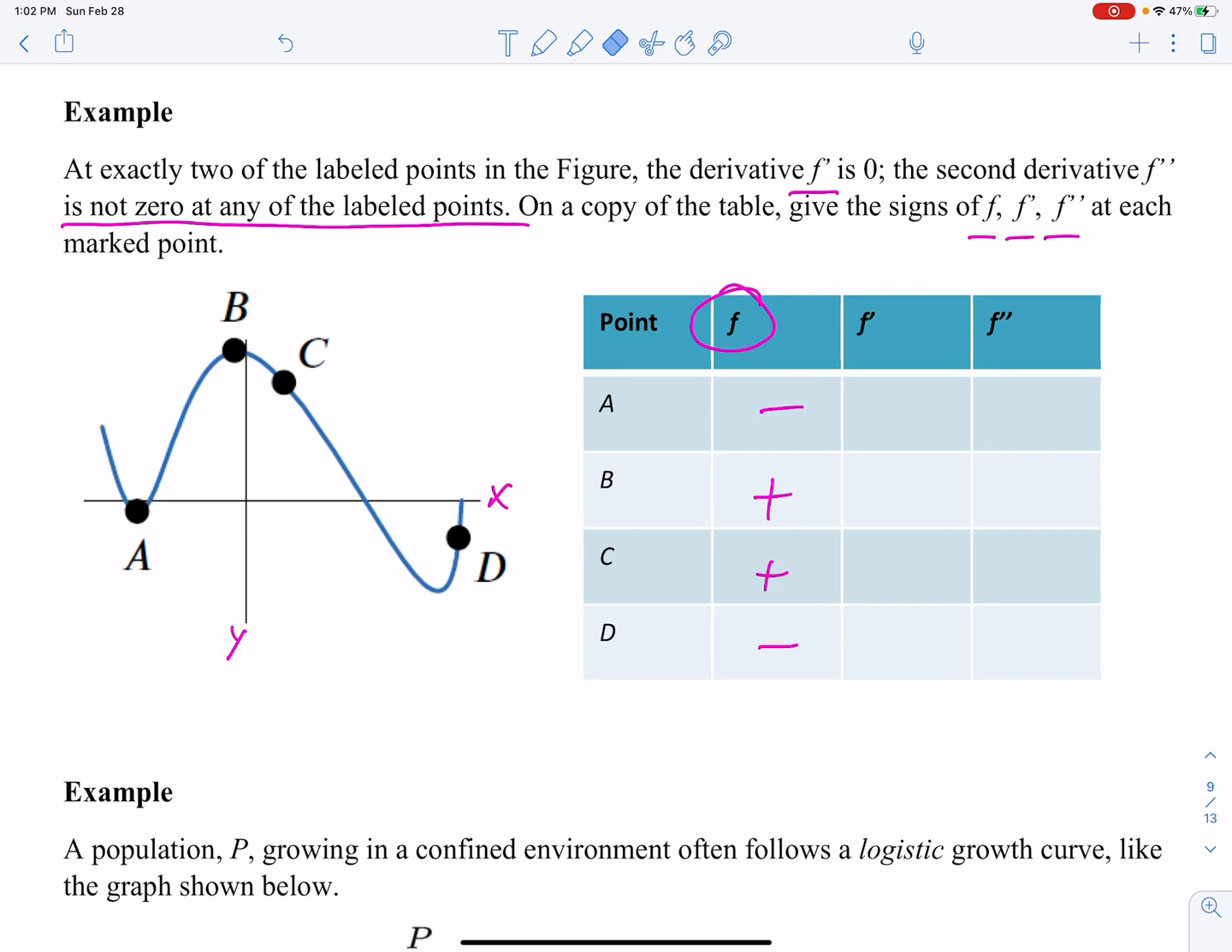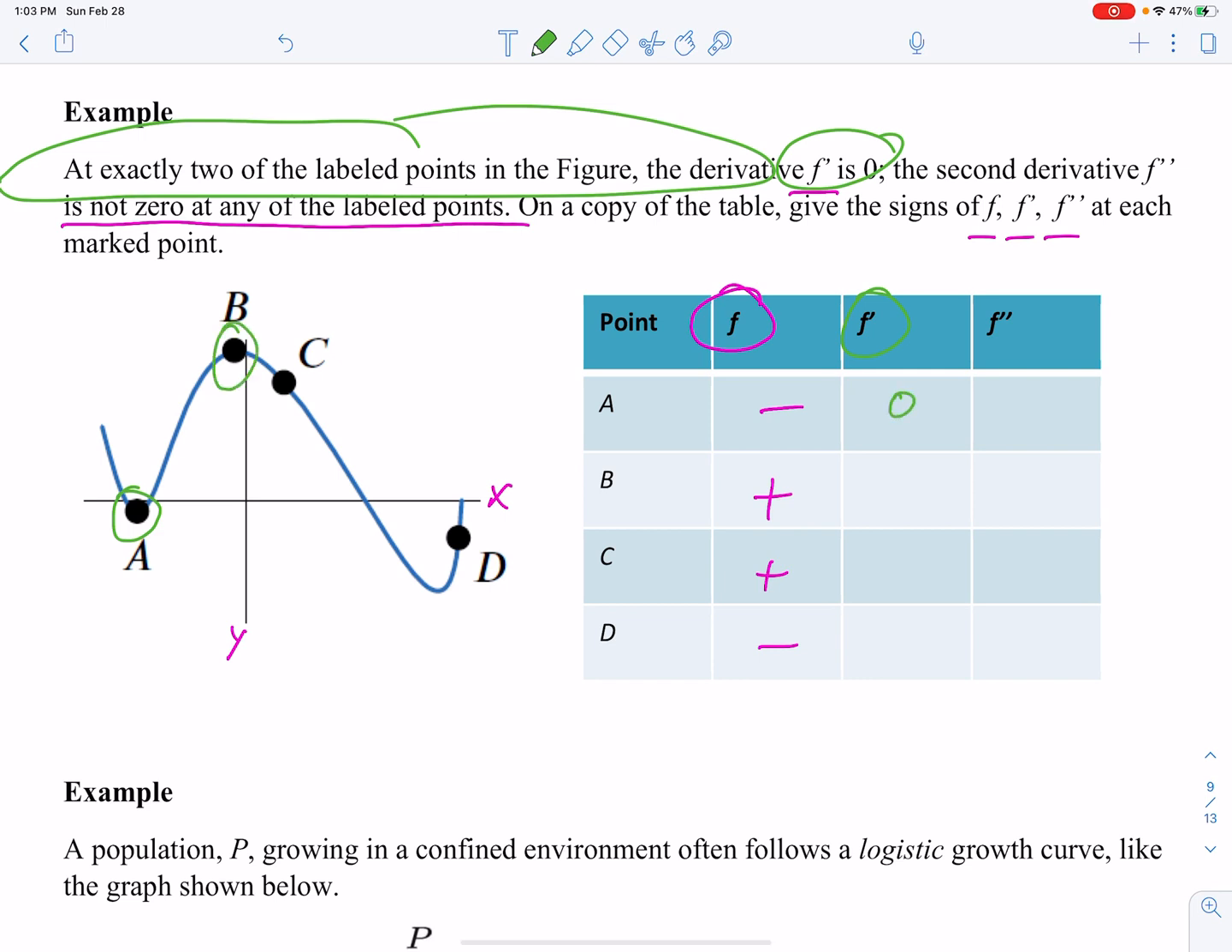All right, now let's do first derivative, f prime. Okay, so that tells us increasing or decreasing. Now it said right here, at exactly 2 of the points, the derivative is 0. Remember, that occurs at your maximums and minimums. Well, we can see right here, A is a minimum and B is a maximum. Okay, so A and B are 0 slopes, 0 derivatives, because they're maximums and minimums. C, if we draw a tangent line through C, we know we have a negative slope. And if we draw a tangent line through D, we have a positive slope on that line. Okay? All right.